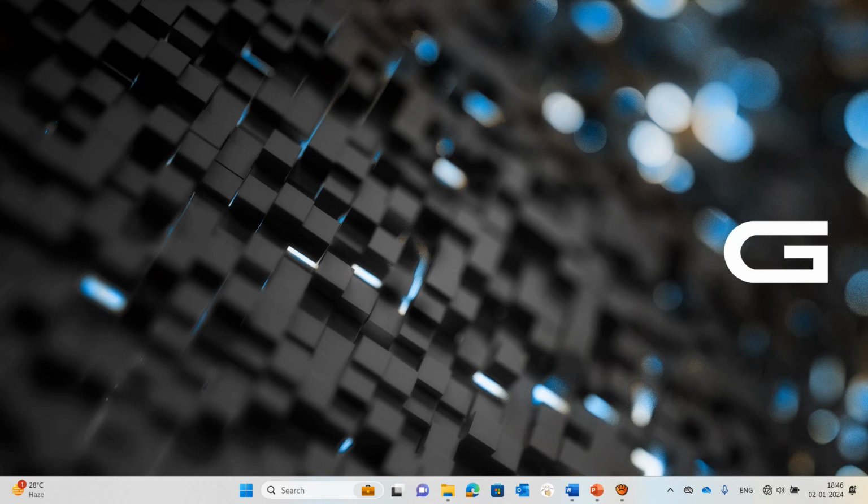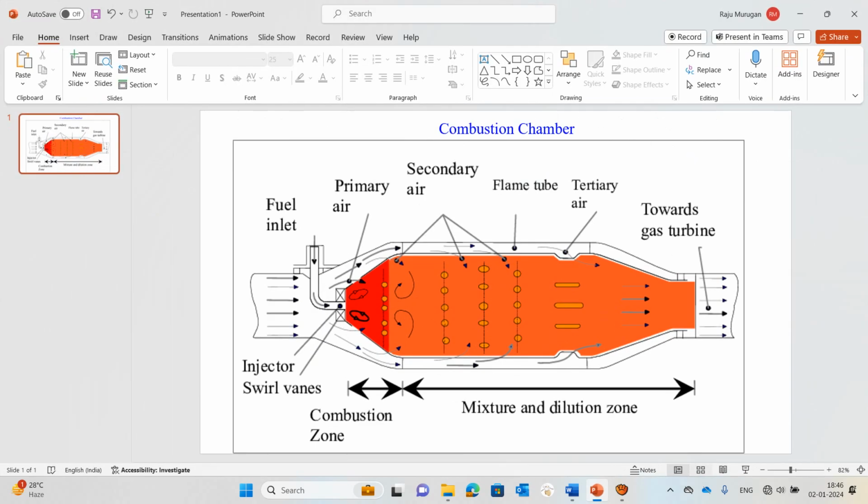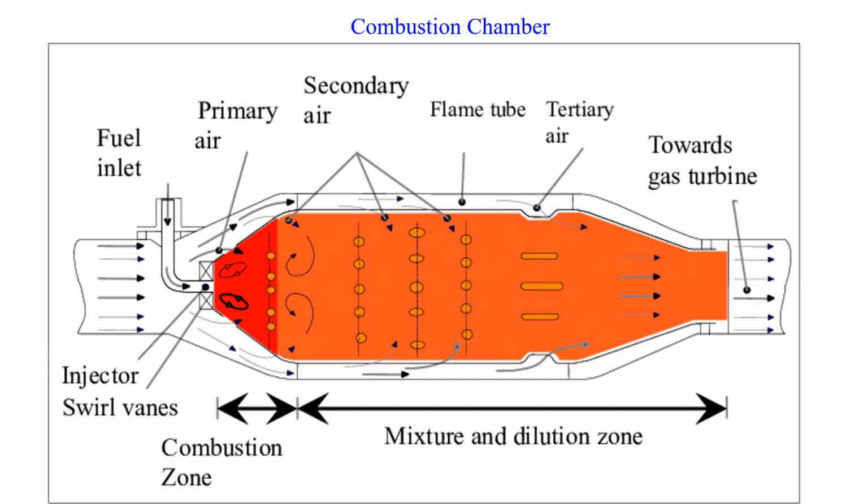In this video, we will see about the combustion chamber of the gas turbine engine. So this is a typical representation of the gas turbine engine combustion chamber. Here we can clearly see the main components of the combustion chamber. So here, the fuel inlet, injector, swirl vents. So first I will explain what's the main purpose of the injector.